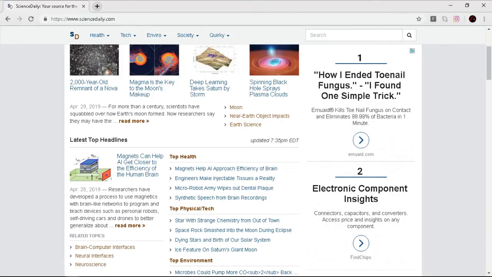A 2,000-year-old remnant of a nova. Magma is the key to the moon's makeup. Researchers have discovered the remains of a nova in a galactic globular cluster located near the center of the Messier 22. The finding, using modern instruments, confirms one of the oldest observations ever. Magma is the key to the moon's makeup. For more than a century, scientists have squabbled over how Earth's moon formed. Now researchers say they may have the answer.